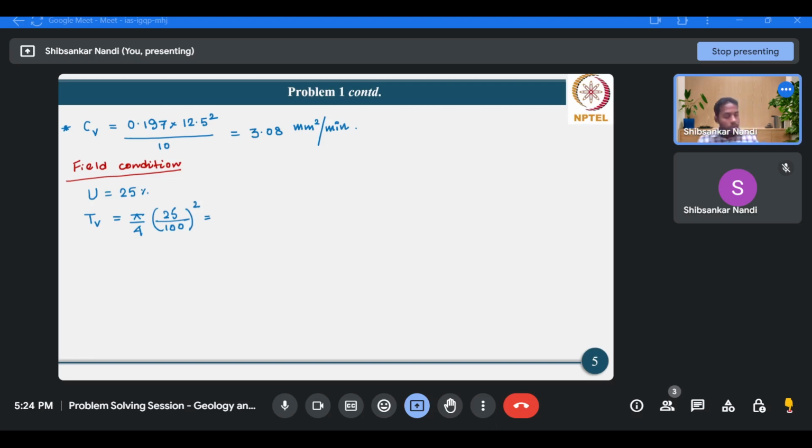Okay, so it's 0.049, and your CV value we have already calculated, and that is 3.08 millimeter square per minute. And what is the value of HDR?